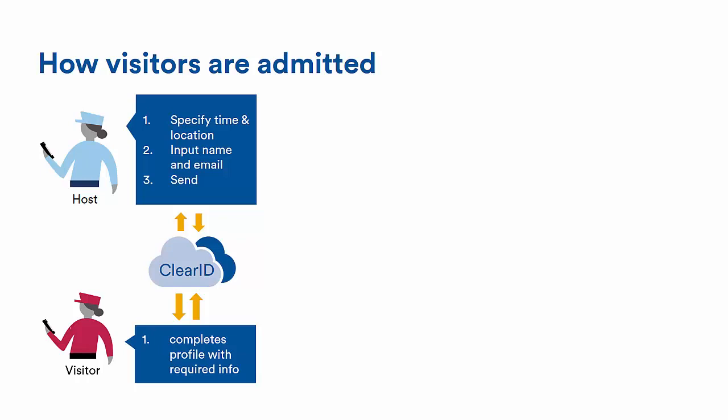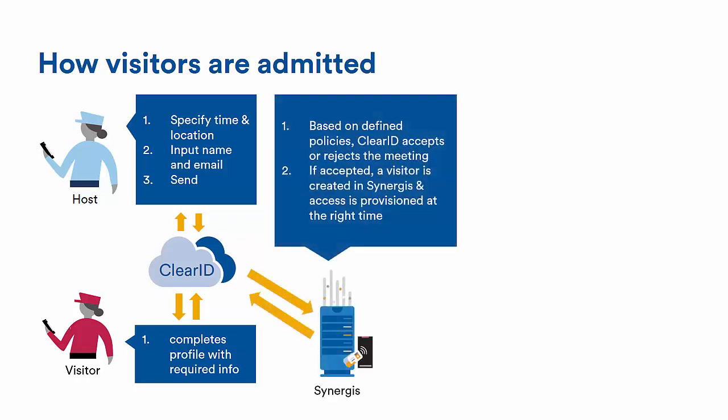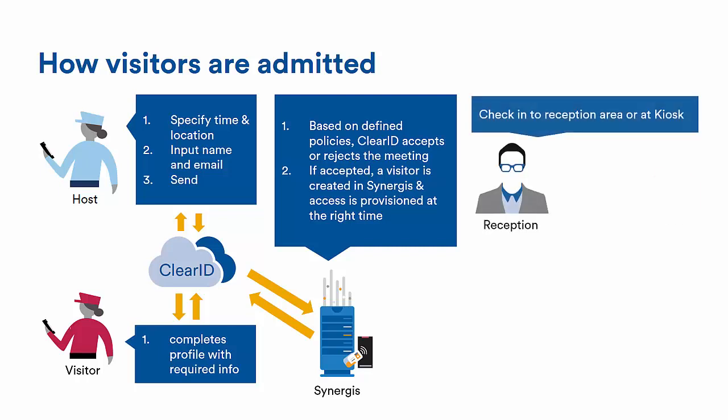This information is then run through a database check. Meanwhile, approval for the visit is sought from the host supervisor. In some cases, the building's facilities manager may even be informed. Once the necessary approvals are accepted, a visitor is created in Synergis and access is provisioned at the right time. In parallel, the visitor and host both receive confirmation emails for the upcoming appointment.